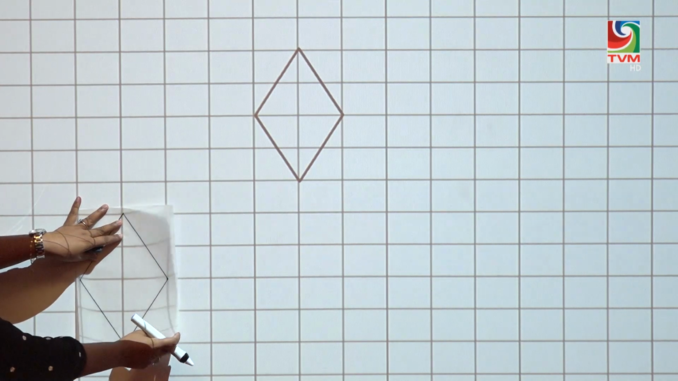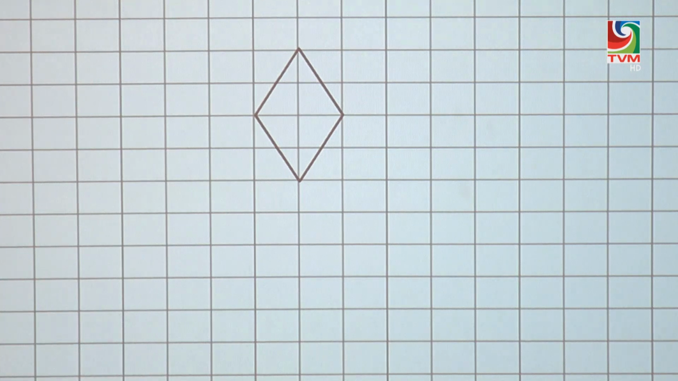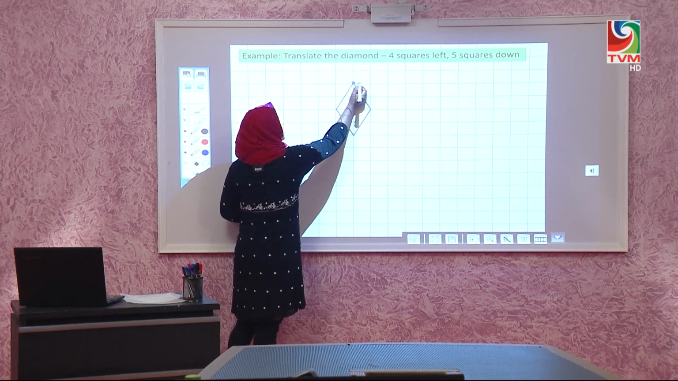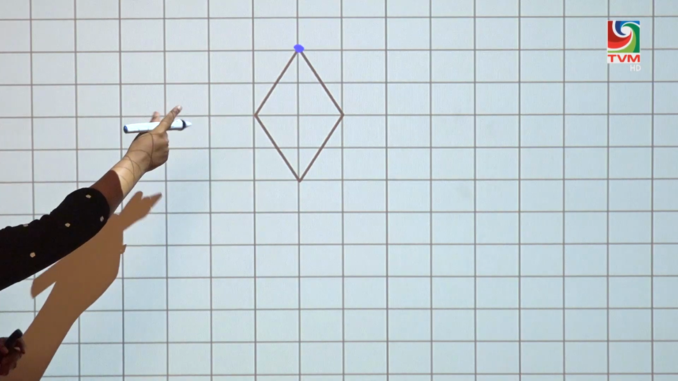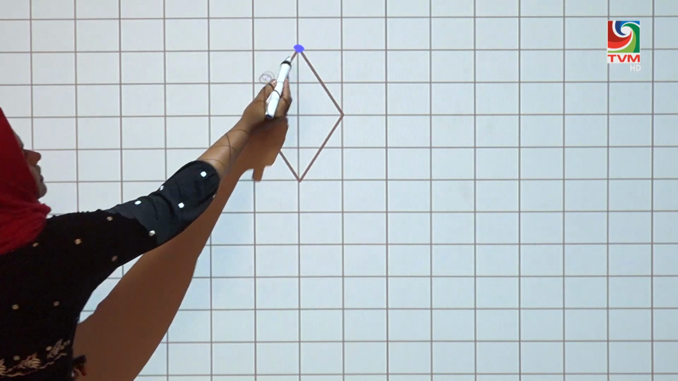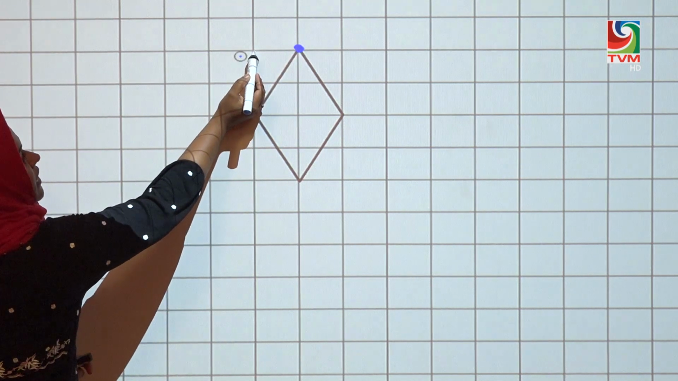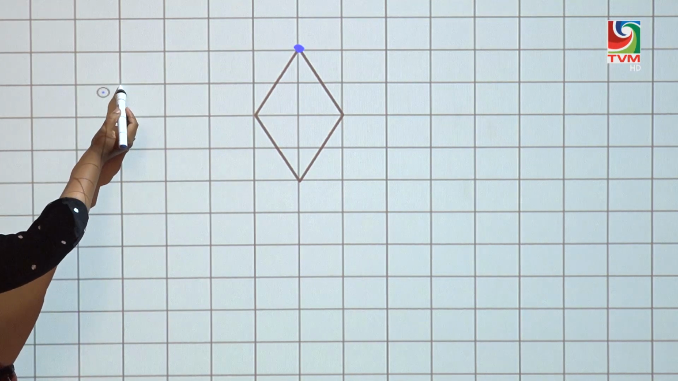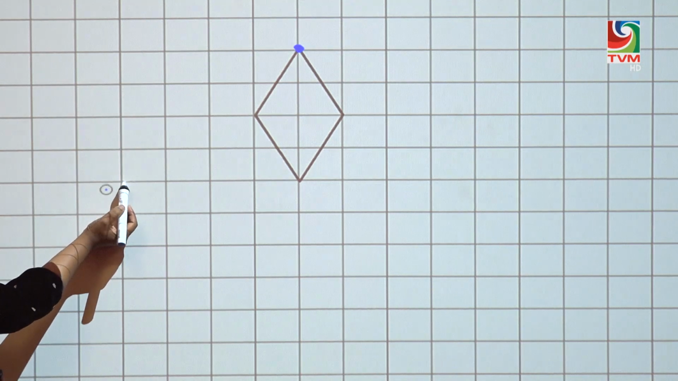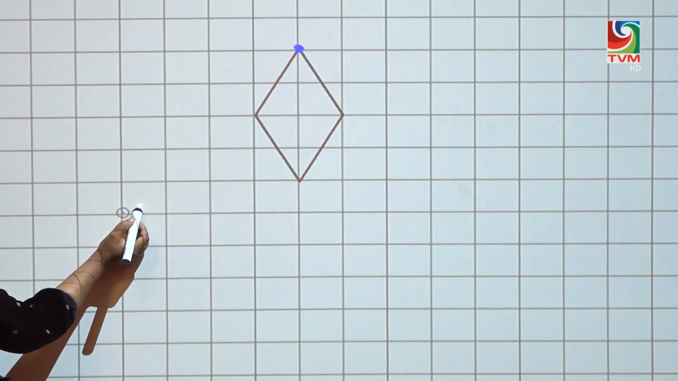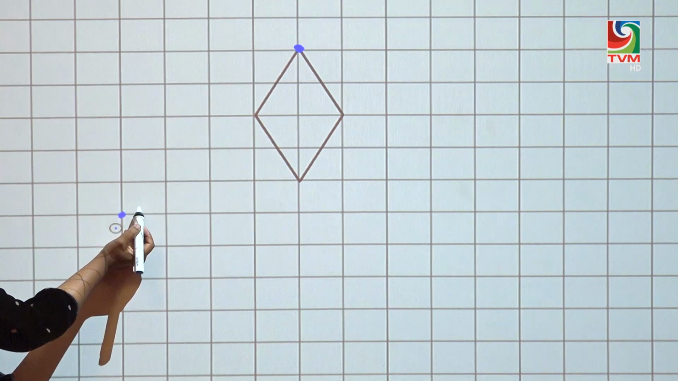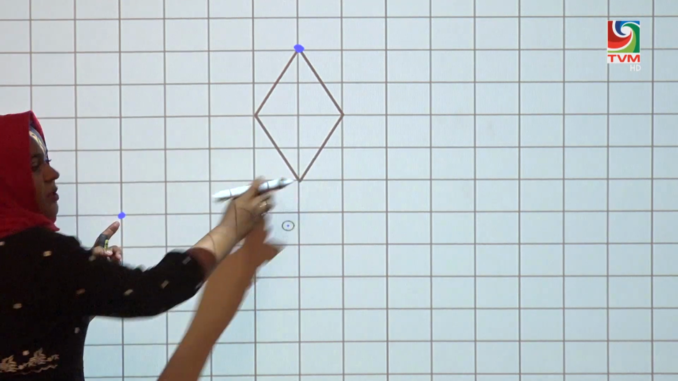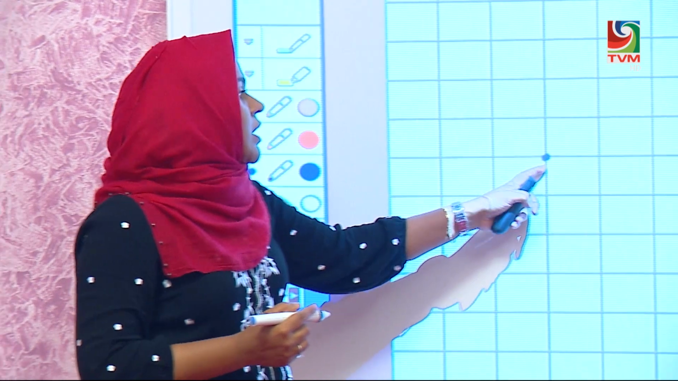Now let's see the other method, which is identifying a point on the shape. Draw the point. Now move this point through the translation 4 squares left, 5 squares down. 4 squares left, that is 1, 2, 3, 4 and 5 squares down, 1, 2, 3, 4 and 5. So this is the same point of the image. Now what we are going to do is, without moving each and every point, fill in the remaining sides of the shape.